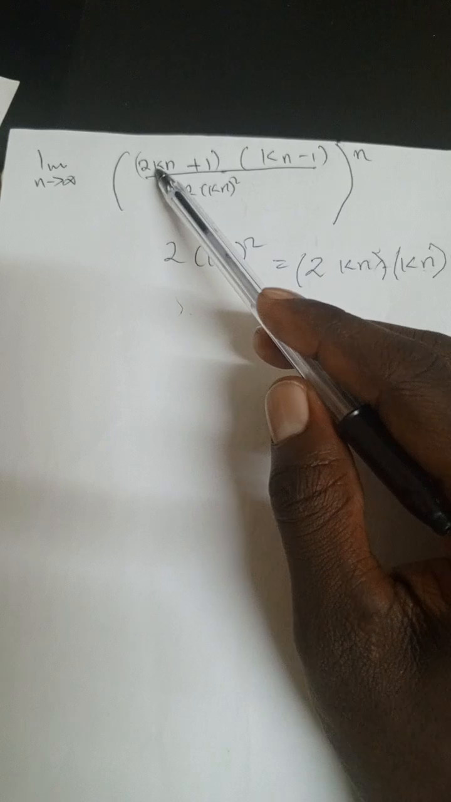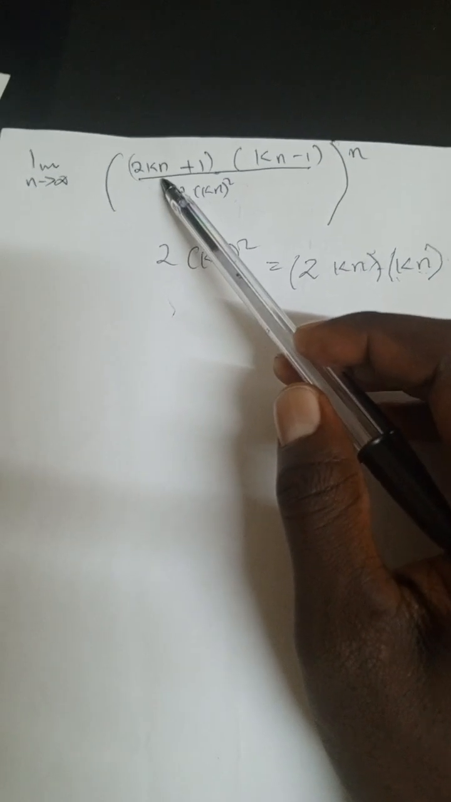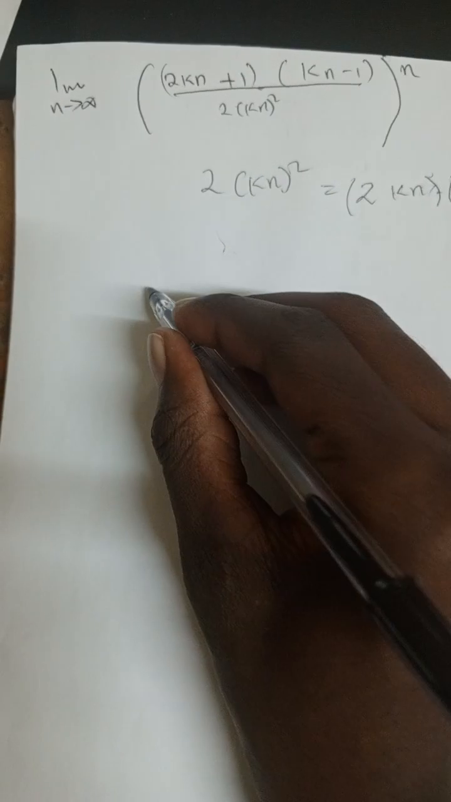So look, the first bracket has 2kn. Instead of allocating kn, we are going to allocate 2kn, so that it's going to cancel with that 2kn. We are going to do likewise for this. So this is how it's going to turn out to be in the next step.